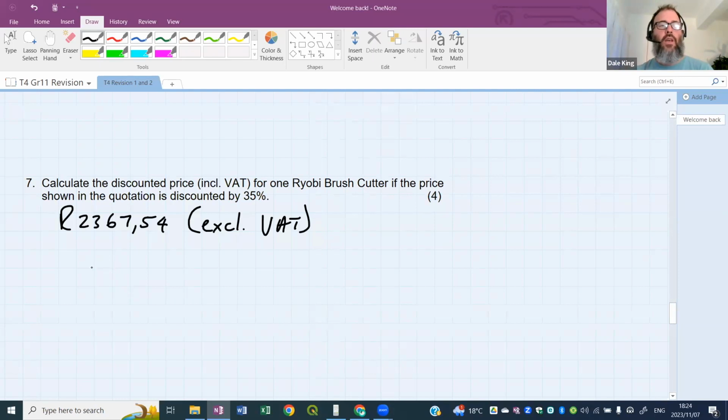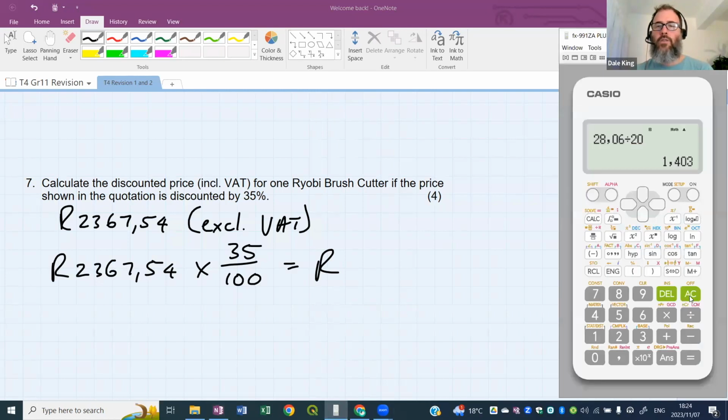Firstly, this price here is excluding VAT. Let's keep it excluding VAT for now. We'll add VAT on at the end. Let's drop this price by 35%. Now we're going to do the two-step solution here. So we're going to take this value and work out 35% of this. We say times 35 over 100, and this will give us a value. So 2367.54 times 35 over 100 is 828.639.